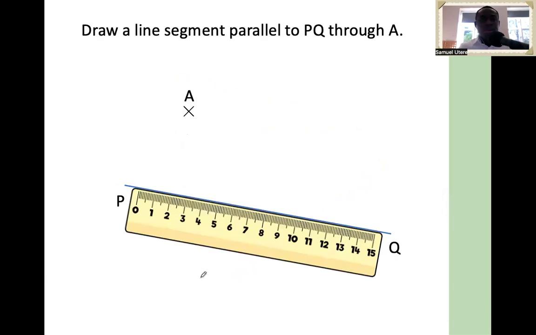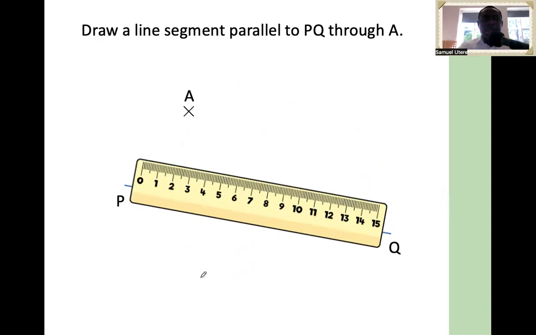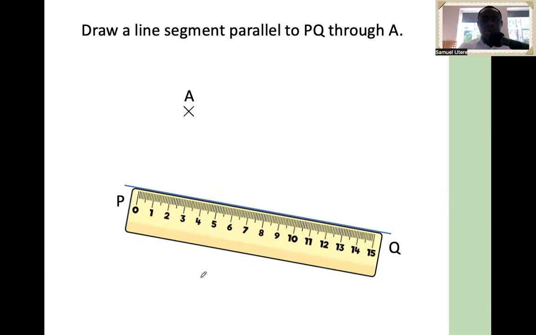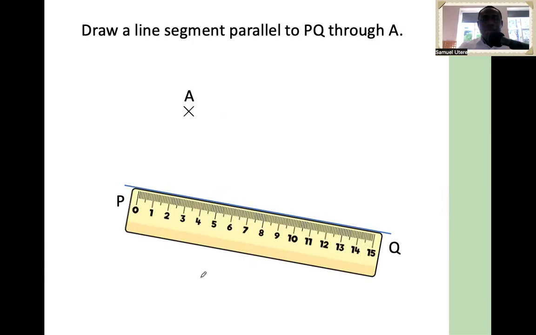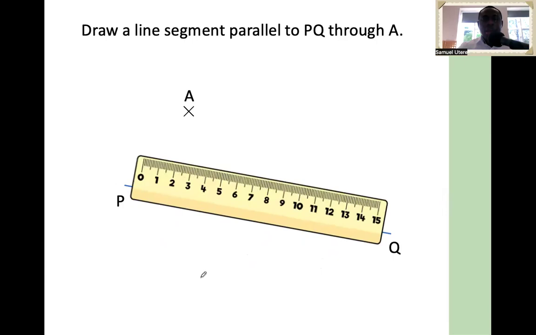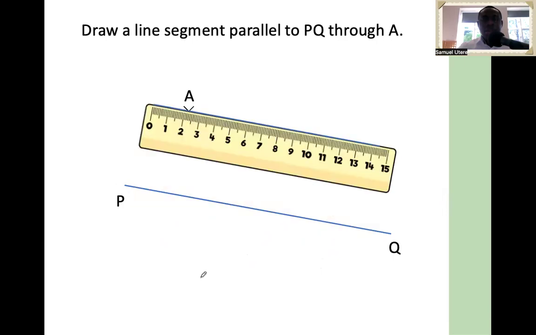What if we have a question like this? We've been asked to draw a line segment parallel to PQ through point A. So we have to draw a line that is parallel to PQ, and that line has to pass through point A. Well, one of the ways of doing this is we can gently slide our ruler. So we make sure our ruler doesn't move, and then we gently slide it along until we get to point A. And then we can draw our parallel line segment.